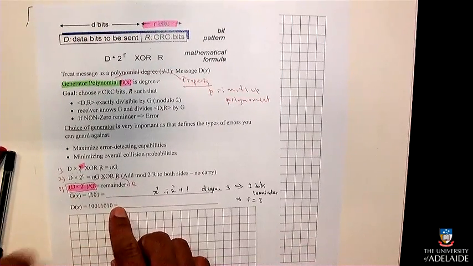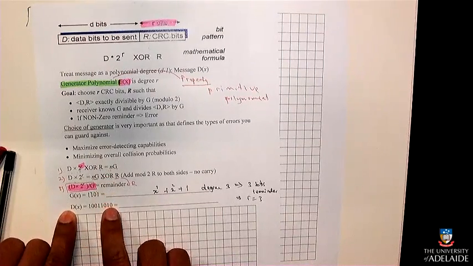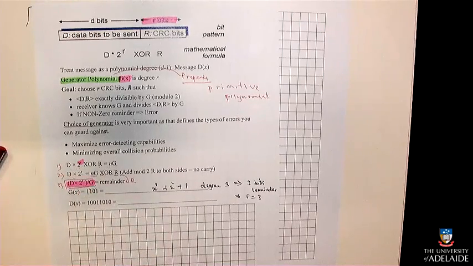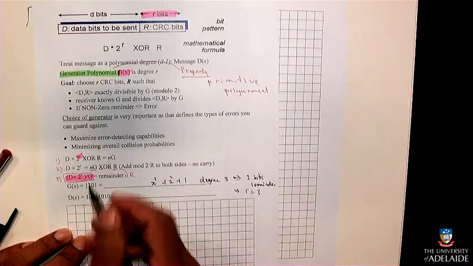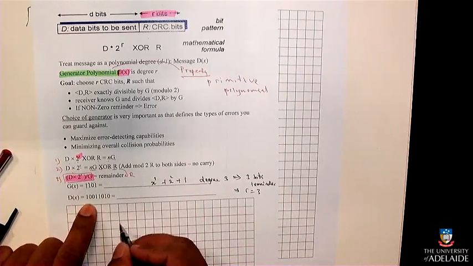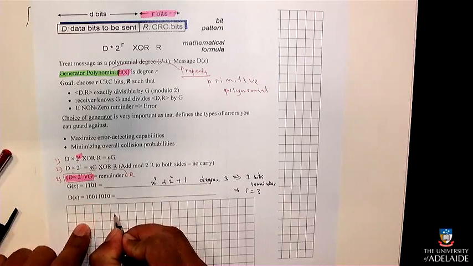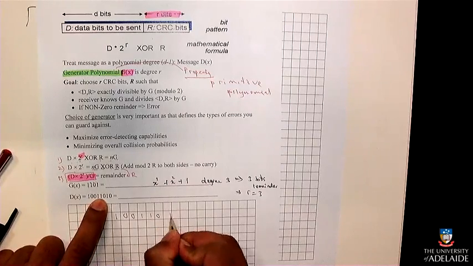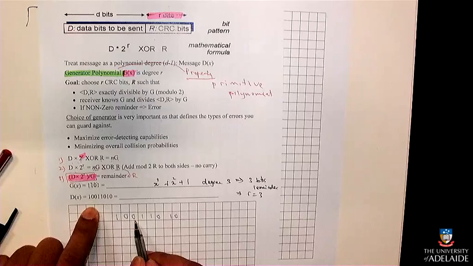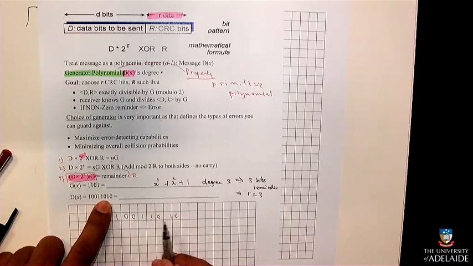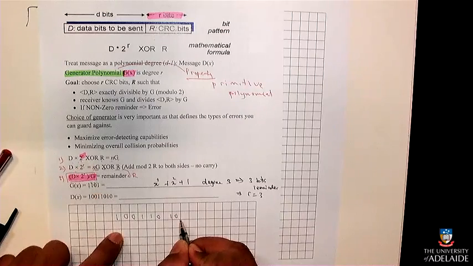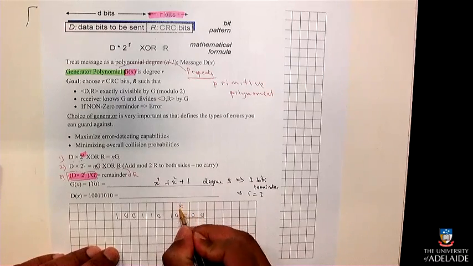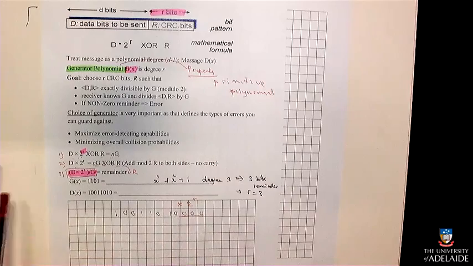So here's the data we're going to send. Remember, to find the remainder, the process is really simple. We bit shift by R bits, because we want to add R bits to the bit string. So I have 1, 0, 0, 1, 1, 0, 1, 0. If I bit shift by R, so 1, 2, 3, that is multiplying by 2 to the power R, right guys?